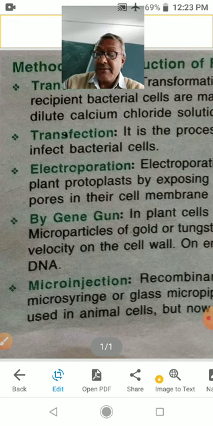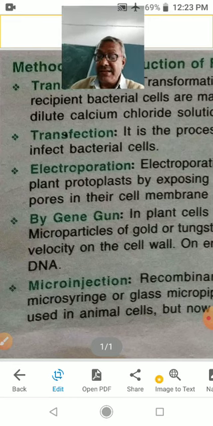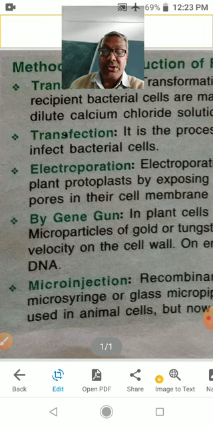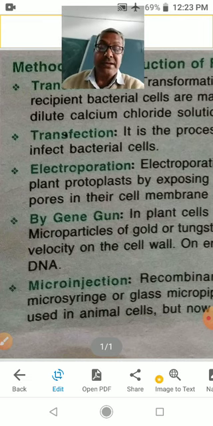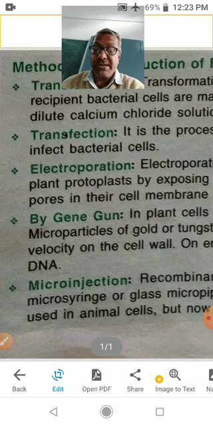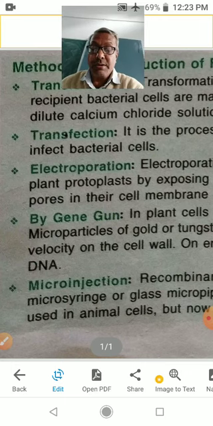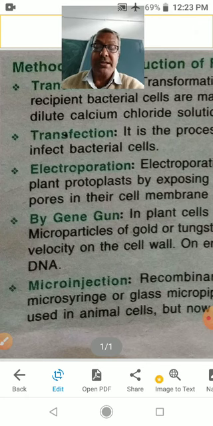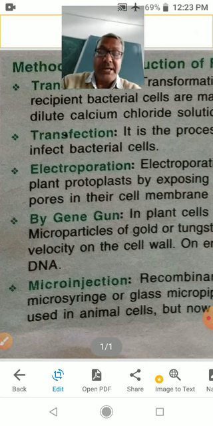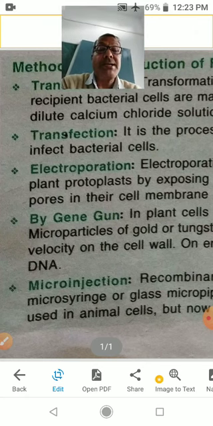Last method is microinjection. Recombinant DNA can be injected into the nucleus of animal cell by microsyringe or glass micropipette using two micromanipulators. This technique was originally used in animal cell, but now it is used in plant cell also.